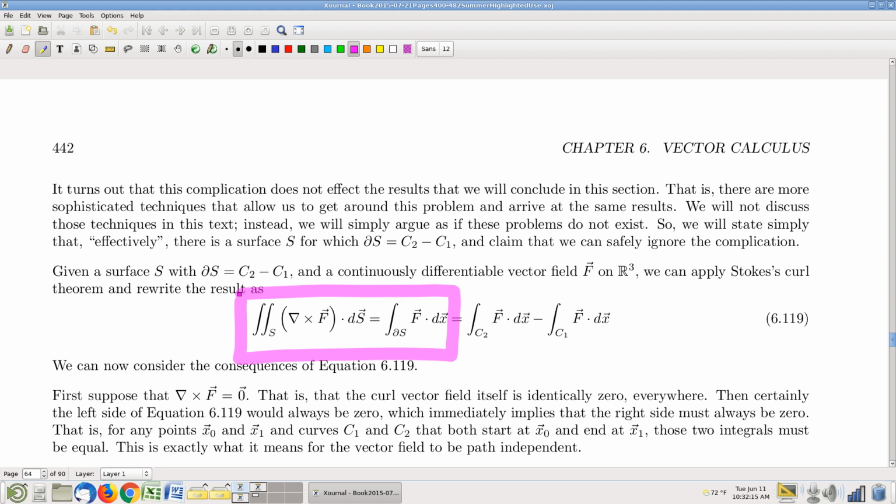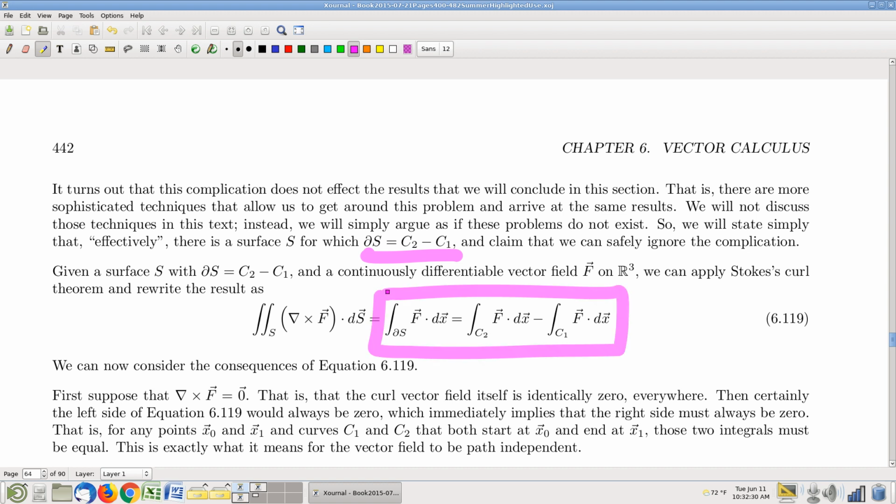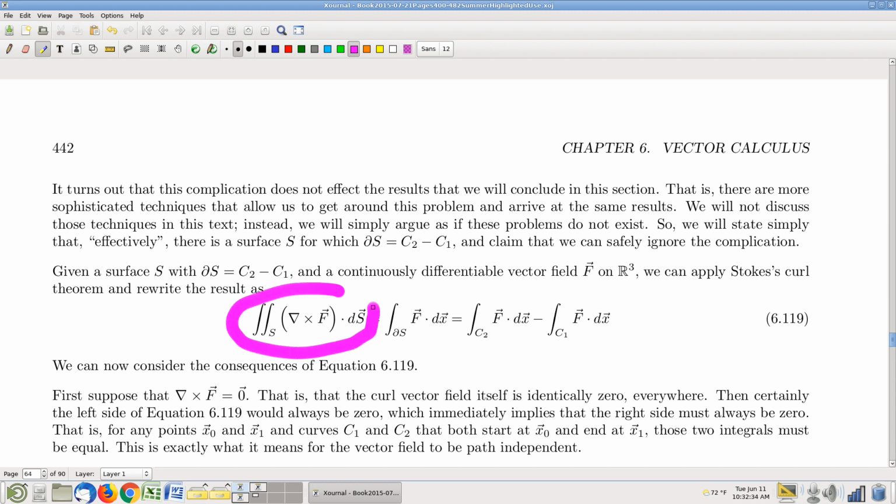Okay. Everybody on board? And now, as we've just discussed, the boundary of S is C2 minus C1. So the boundary of S is C2 minus C1, and I could rewrite this line integral as the difference of those two line integrals. And so a quick rewrite of Stokes's curl theorem is that this is equal to that. This turns out to be a really powerful little arrangement that we've created.